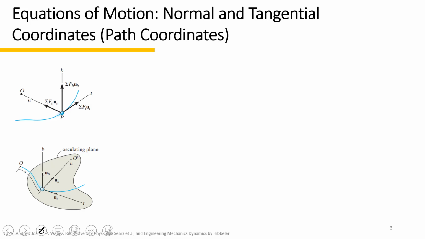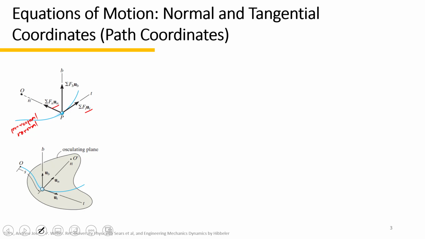So, equations of motion, normal and tangential coordinates, aka path coordinates. As you can see here in the 3D diagram, we have three unit vectors, or three direction vectors: UT, UN, and UB. This is the unit tangent vector. This is the unit normal, or sometimes called the principal normal.